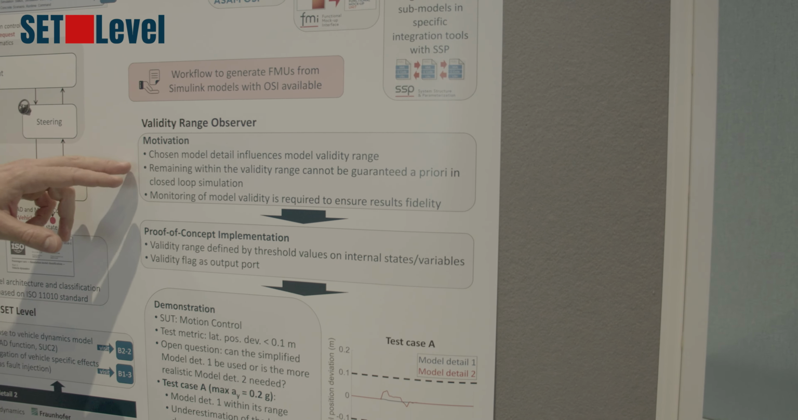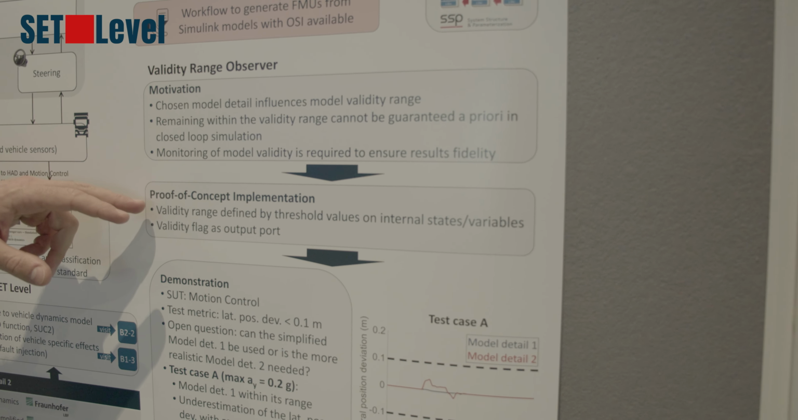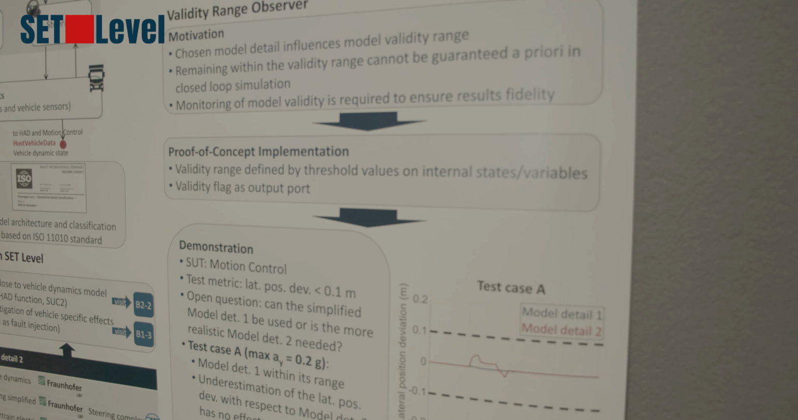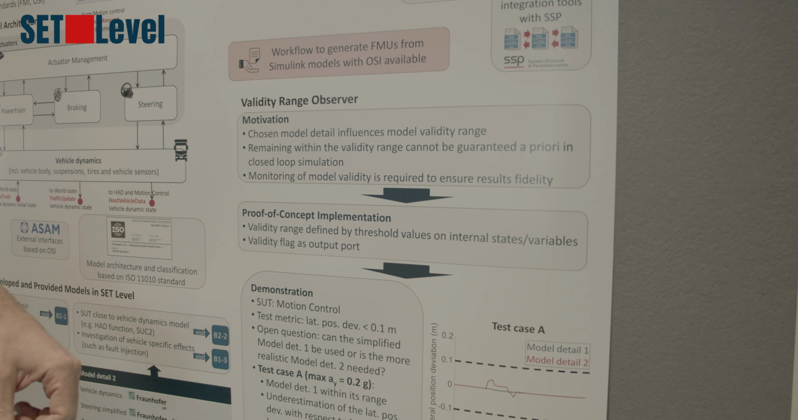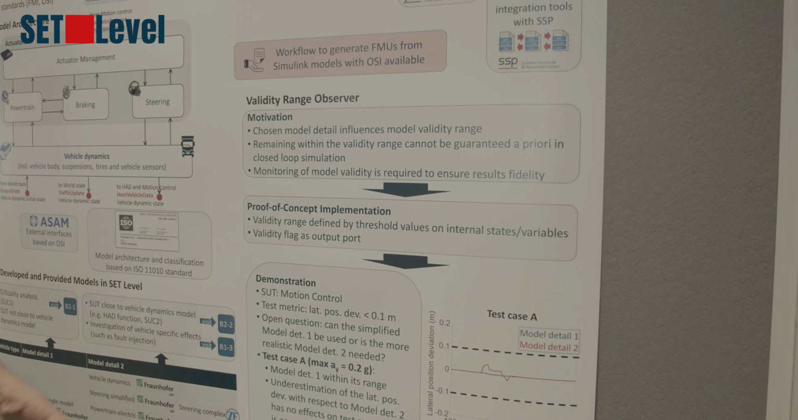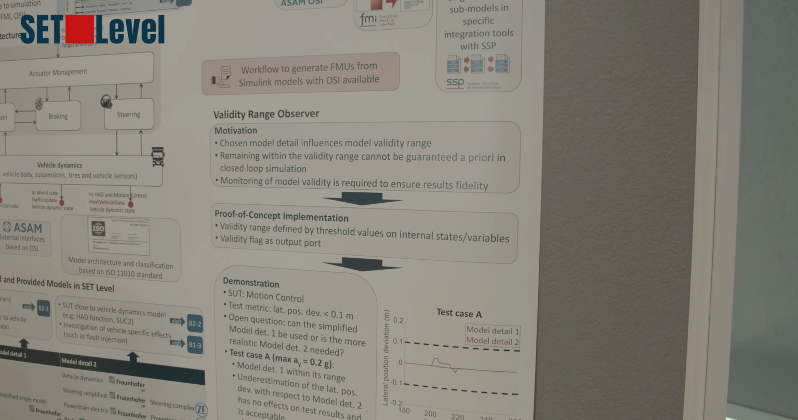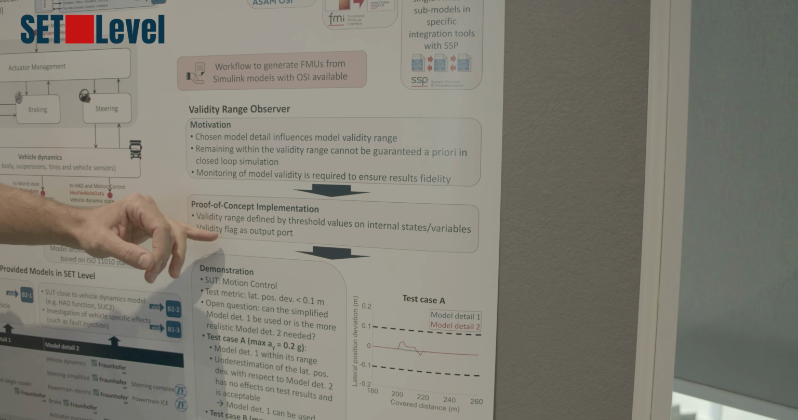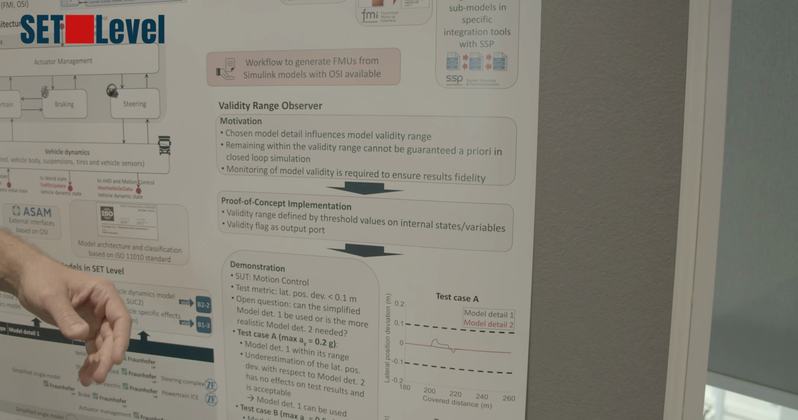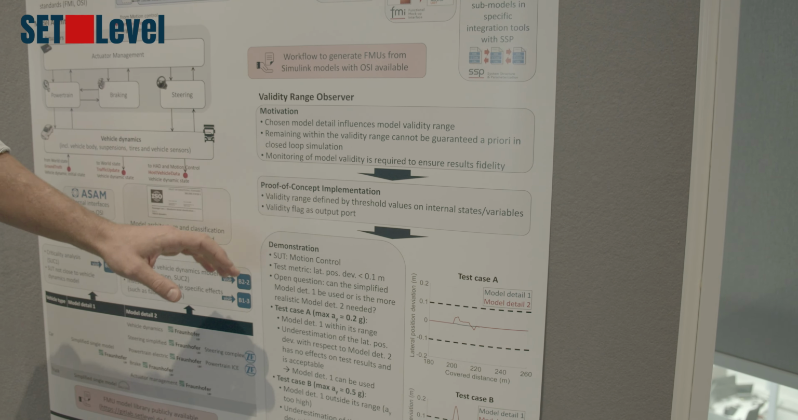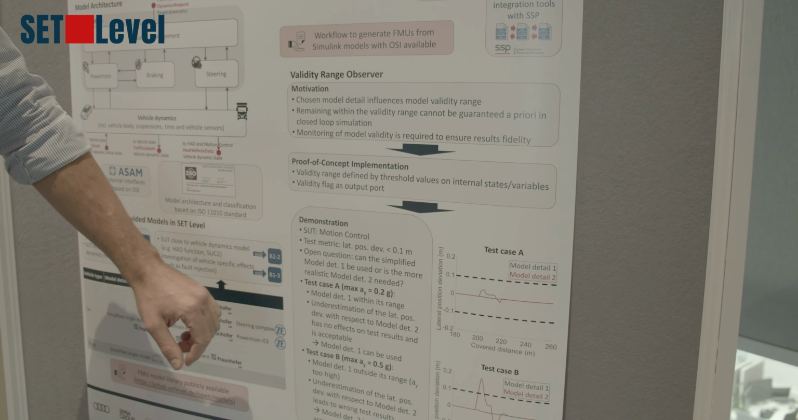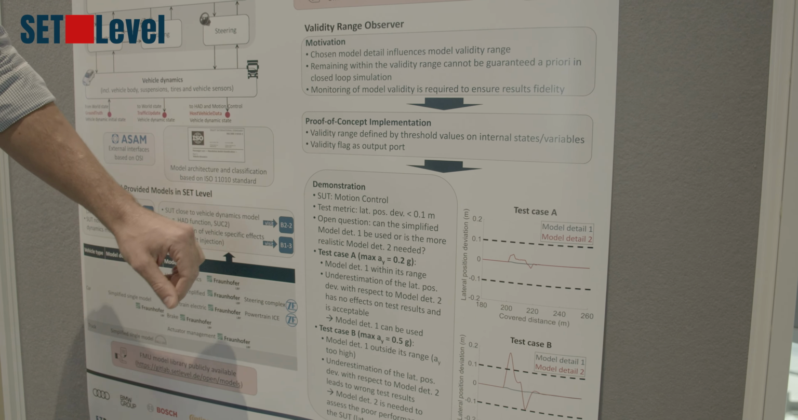And this problem was tackled with a proof of concept implementation of this so-called validity range observer. Basically, the validity range is defined within the model by threshold values of internal states and variables, and the model delivers a validity flag as output, indicating whether the model is within its validity range or not. This is demonstrated here with a simple proof of concept implementation.